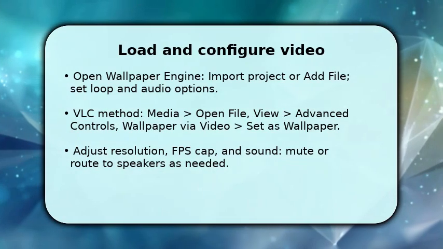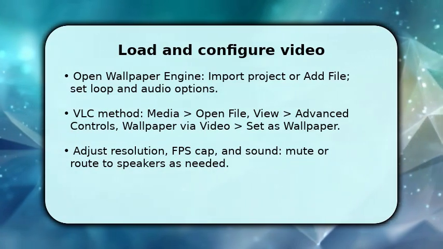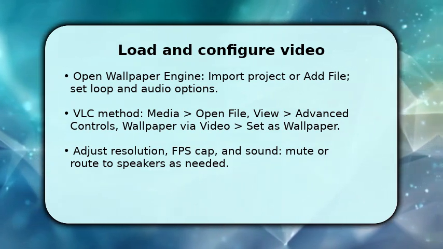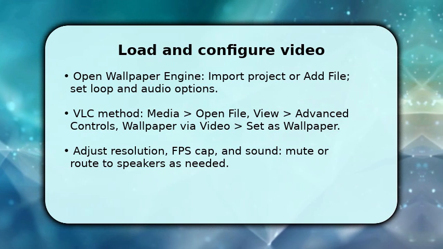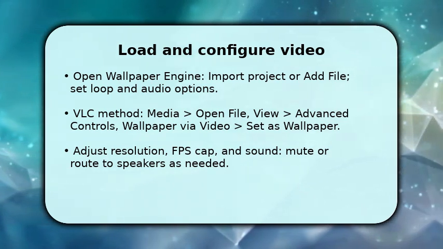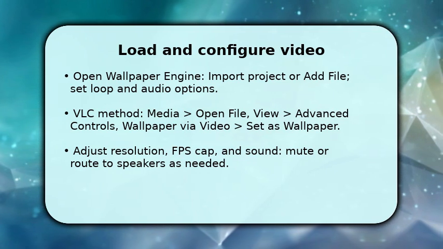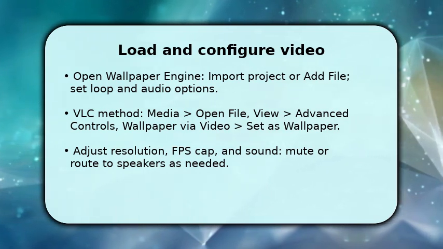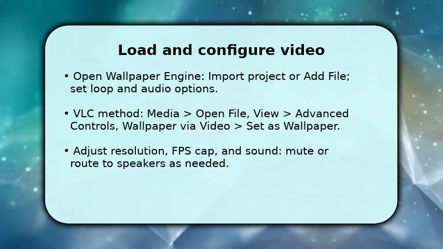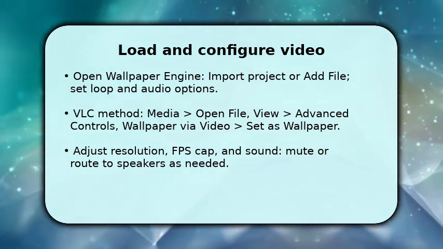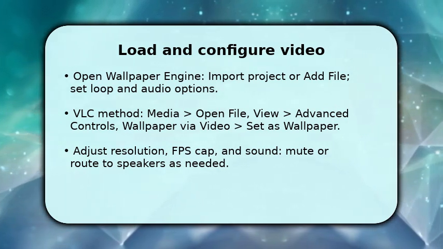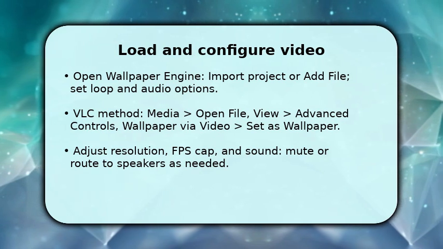Now you load the video into the chosen app. In Wallpaper Engine, click Import or Add File, choose Loop and Mute if you don't want desktop audio. Set quality presets to balance CPU and visuals. With VLC, open the file, enable advanced controls, then use Video, Set as Wallpaper to push the rendering to the desktop surface. Make sure to set resolution and FPS caps to match your monitor to avoid stuttering, and test playback while switching windows to confirm persistent behavior.